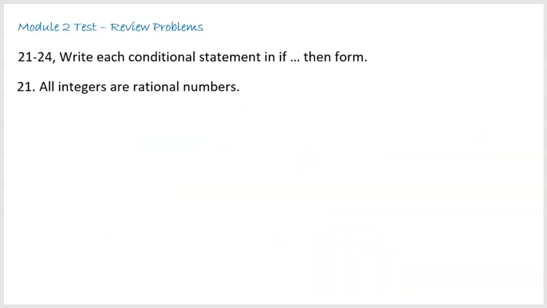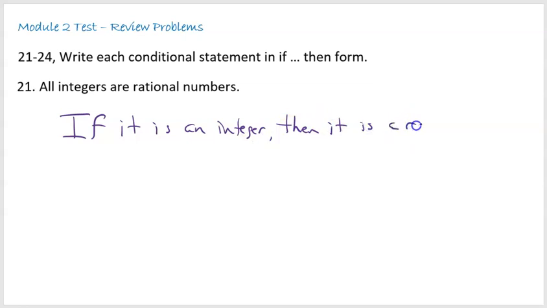Notice the directions for 21 through 24. Write each conditional statement in if-then form. So they tell us that all integers are rational numbers. Now, the trouble with writing something in if-then form is you really have to be careful about picking out your antecedent, your first thing, and then your then, which is your consequent, your second thing. This says all integers are rational numbers. So I think it's safe to say if it is an integer, then it is rational, or I should say it is a rational number.